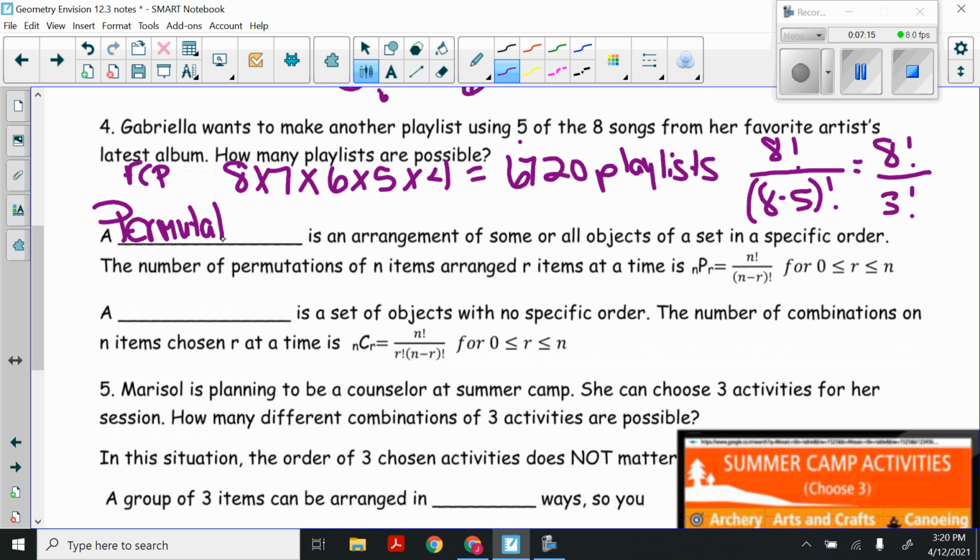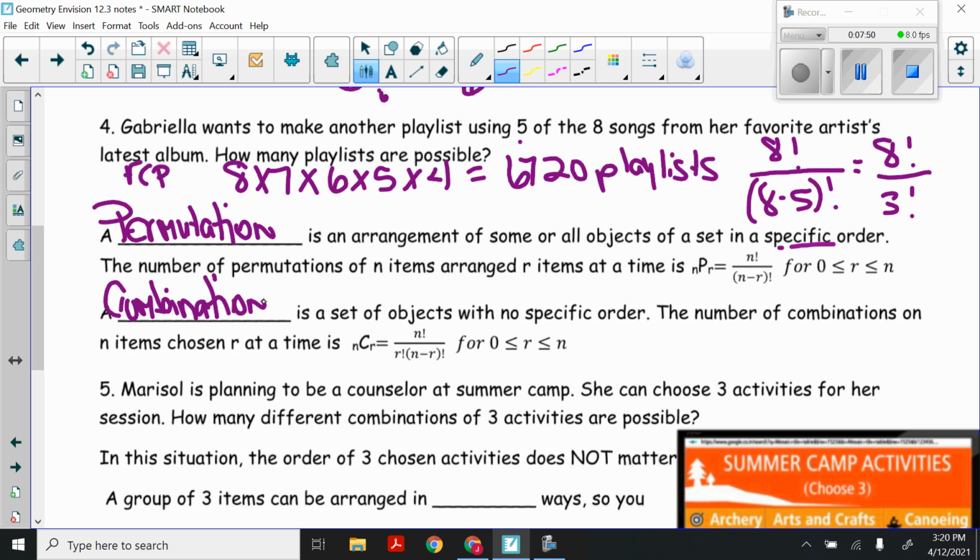A permutation is an arrangement of some or all objects of a set in a specific order. So it's a permutation if it's a specific order. The number of permutations of n items arranged r items at a time is, in our notation, capital P with subscripts n and r. That equals n factorial divided by (n minus r) factorial, as long as r is between 0 and n.